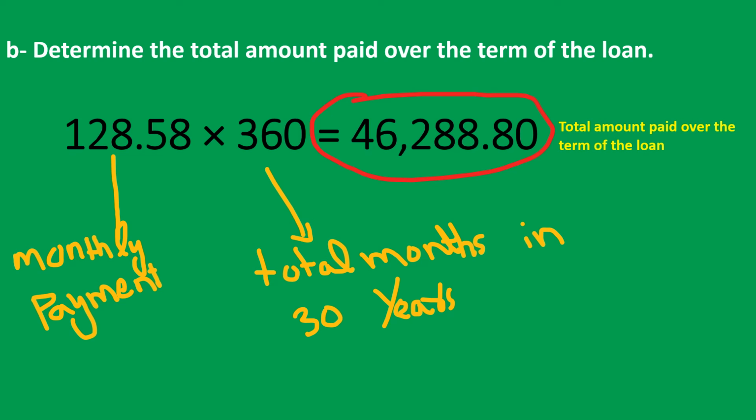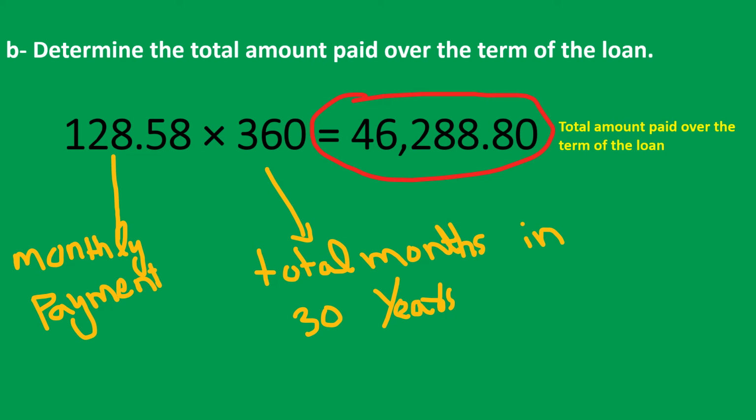Now let's see what we do for the B part. The B part is asking to determine the total amount paid over the term of the loan. It's a simple one, not too much headache. We take our monthly payment $128.58 and we just multiply by 360 months, and the total amount is $46,288.80. So this is the total amount that we're gonna pay for 30 years.